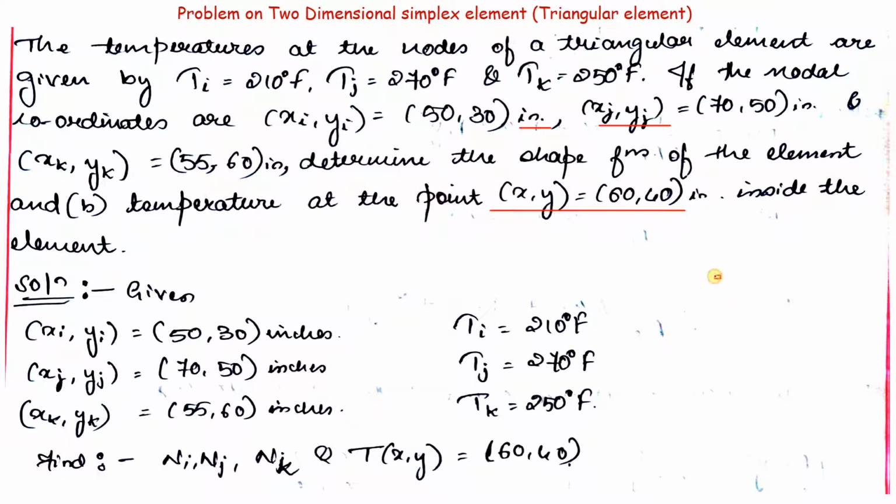So this is your triangular element, or 2D simplex element also. Node 1, node 2 and node 3, and these are the coordinates. This is your first coordinate 50, 40. Then second coordinate 70, 50, and third coordinate 55, 60. And these are the temperatures at those nodes 1, 2, and 3. So this is I, J, and K. Now you have to find out Ni, N of J, N of K, and T of X, Y at 60 and 40.